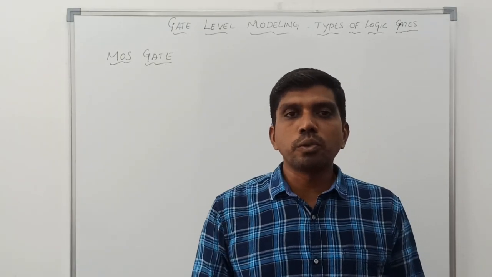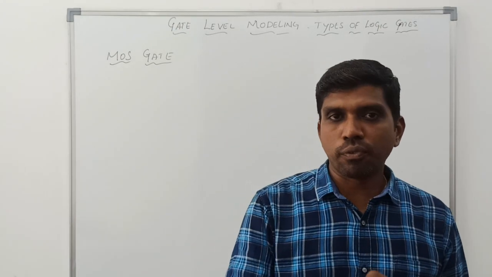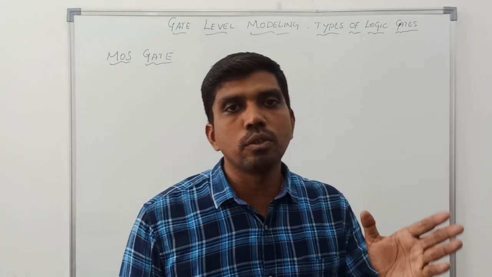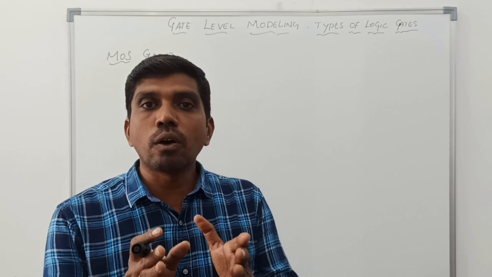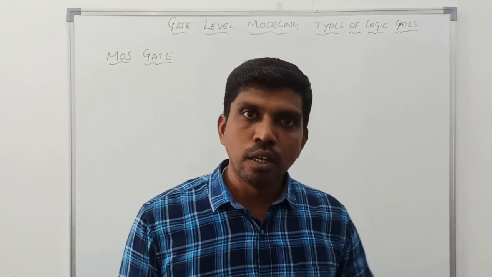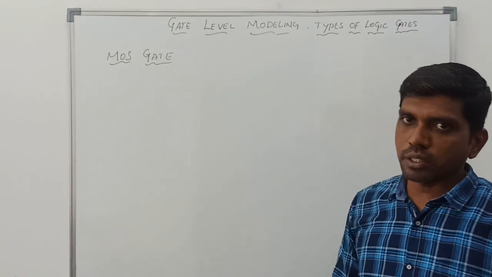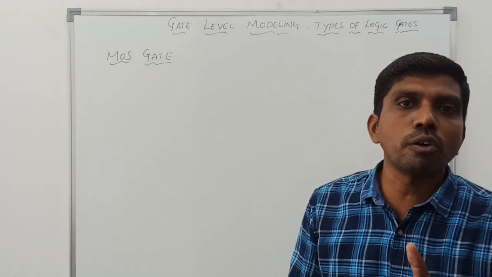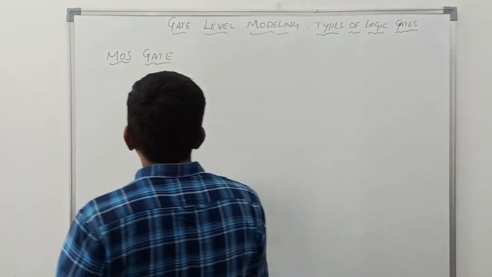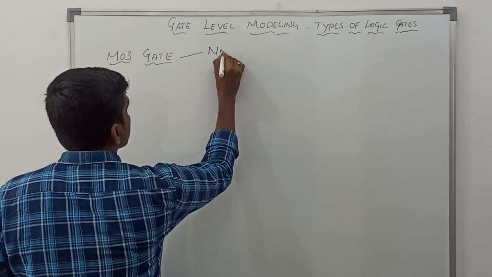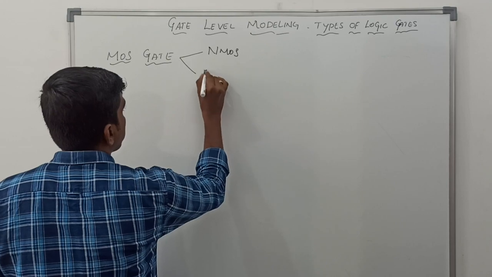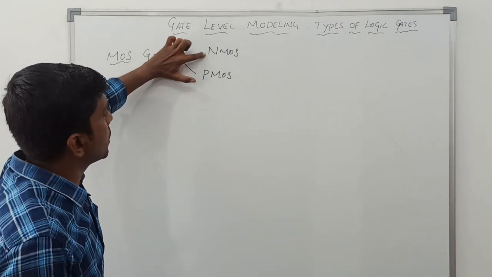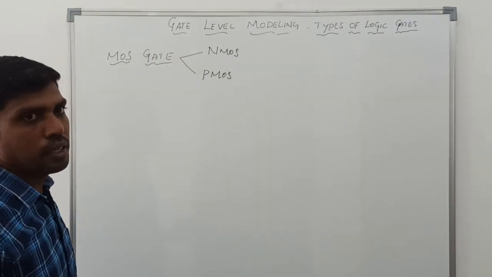Today I am going to discuss gate level modeling, types of logic gates. In previous videos we discussed the basic logic gate operations, and also NOT and buffer operations with if conditions. In this session I focus only on the MOS gate. The abbreviation of MOS is metal oxide semiconductor. This MOS gate is classified into two types: one is NMOS and another is PMOS. This classification is based on the channel: N channel metal oxide semiconductor and P channel metal oxide semiconductor.